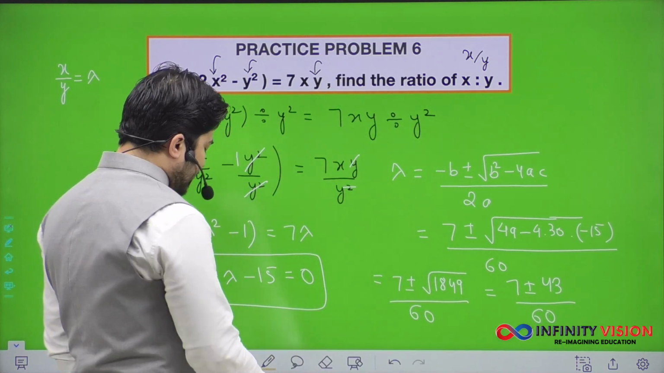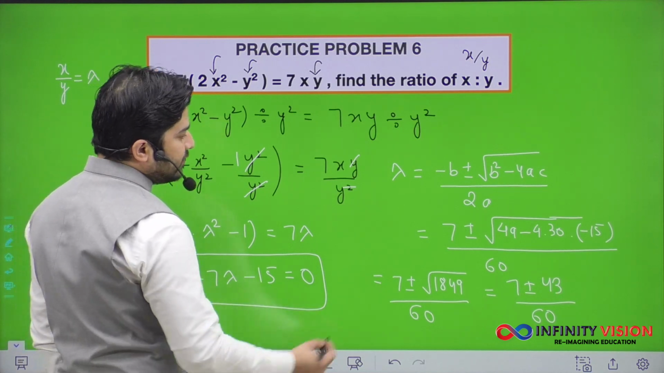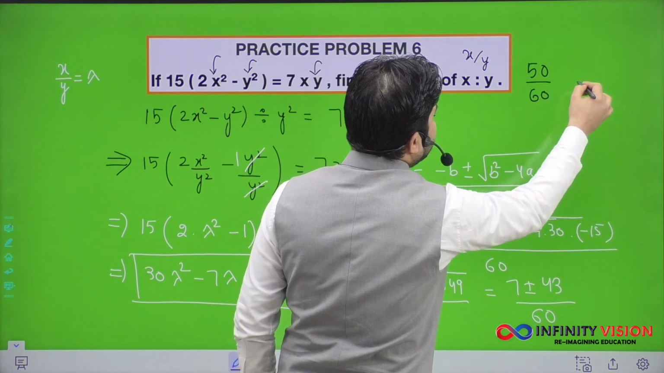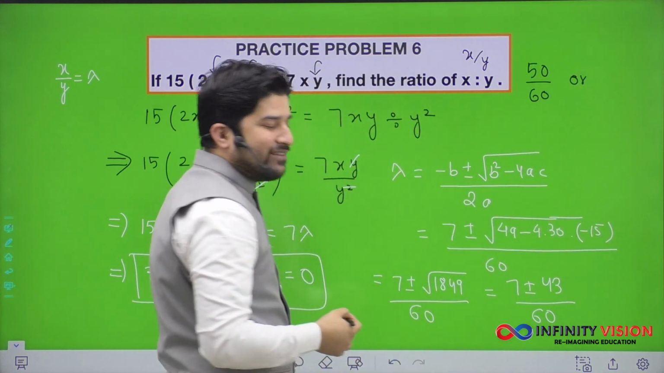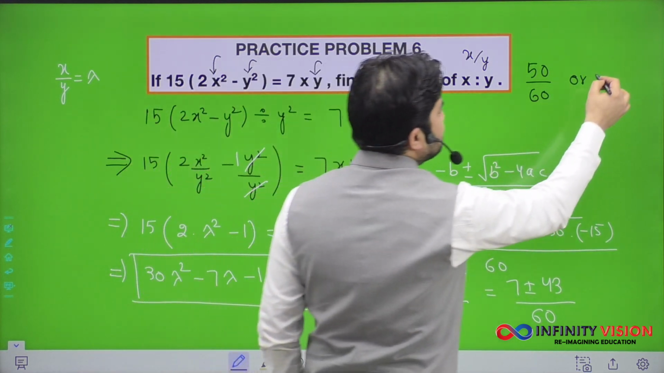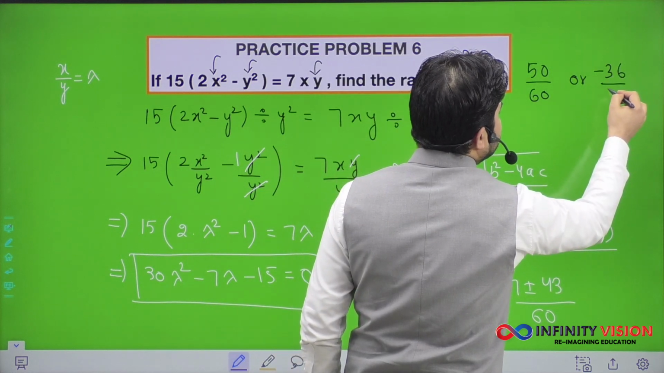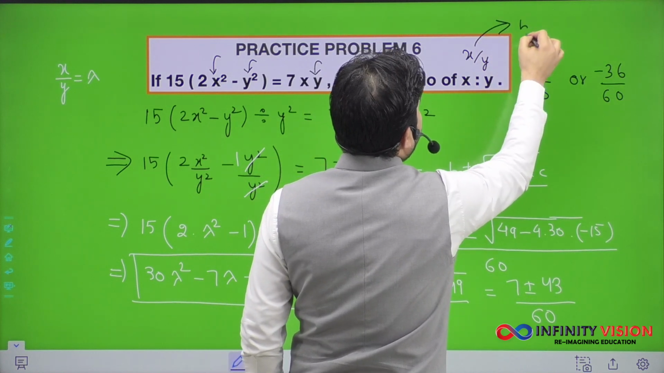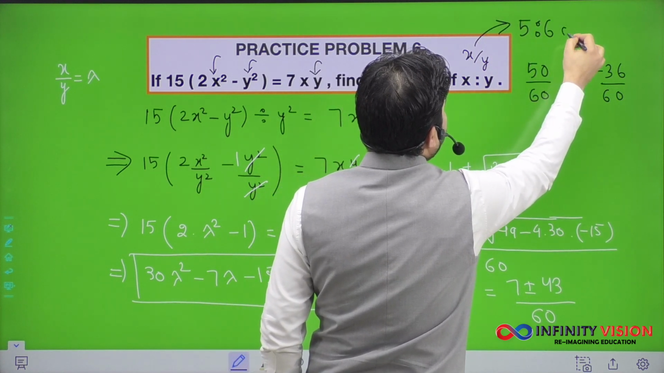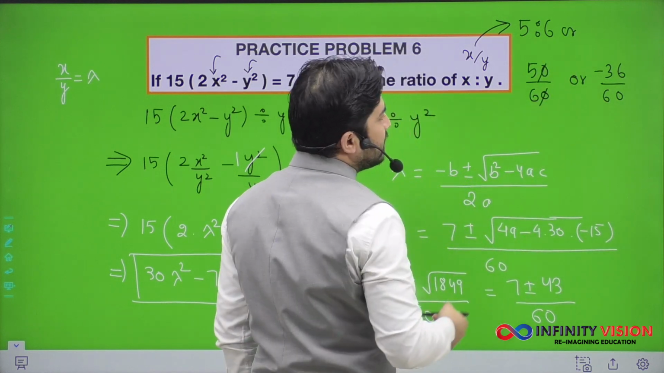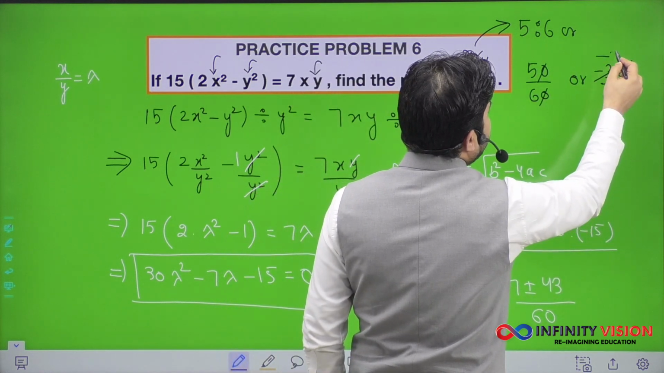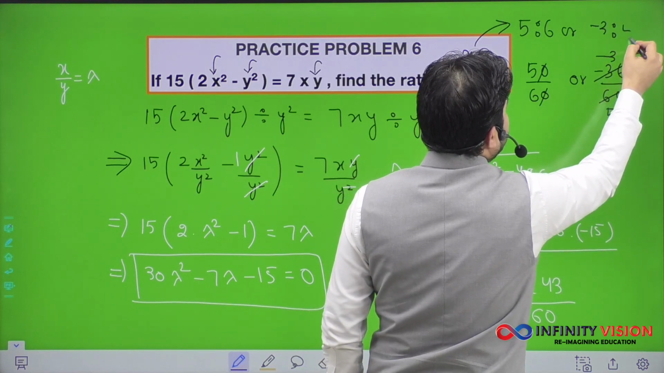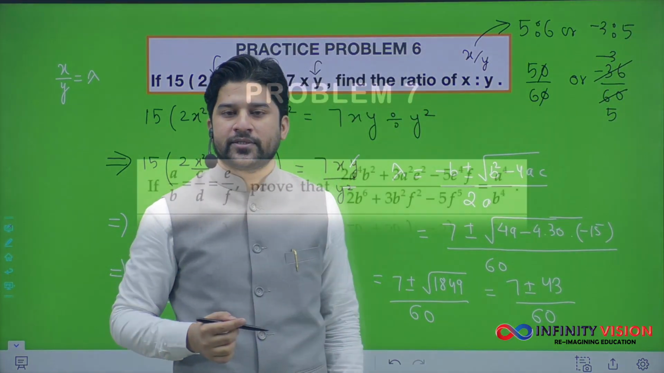Now you will get two answers. The first answer would be 50 upon 60, and the second answer would be 7 minus 43, that is minus 36 upon 60. So what will be your x is to y? It would be either 5 is to 6, or, because this will cancel each other, and 12 3s are 36, so you can write minus 3, 12 5 is 60, so you can say minus 3 is to 5. So these are going to be your two answers.